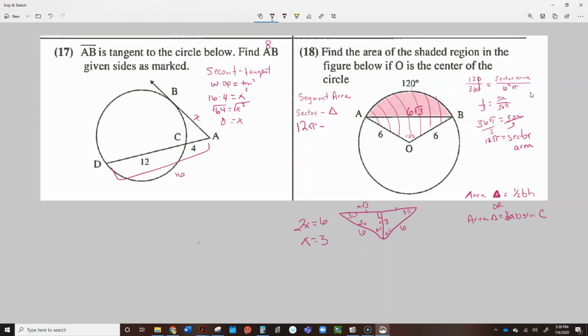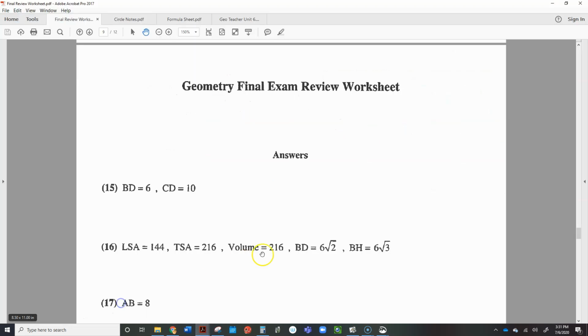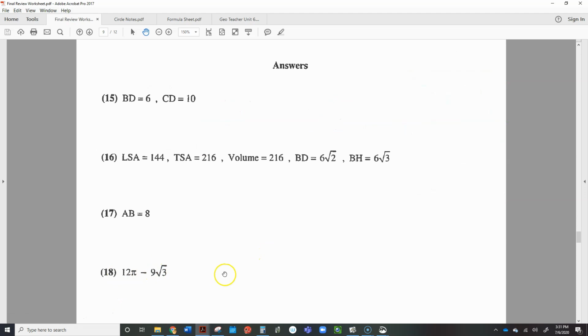So to use this formula right here, the area is 1/2 the base, which we said is 6 square roots of 3, times the height, which we said was 3. So that equals 9 square roots of 3. So the area of the shaded section is 12 pi minus 9 square roots of 3. Now, that's an exact value. You can type it into a calculator and get a decimal value. I'm going to check my answer real quick. 12 pi minus 9 square roots of 3.